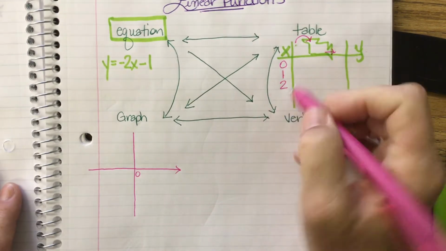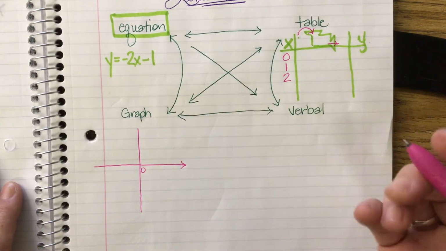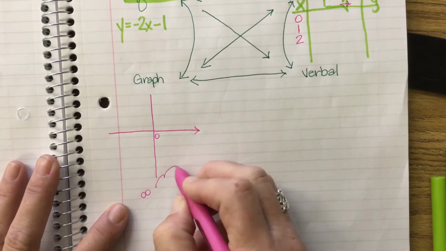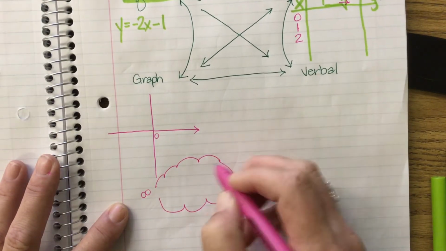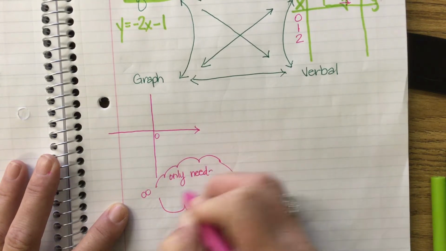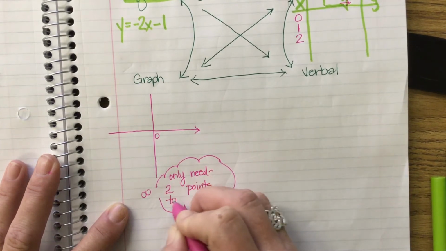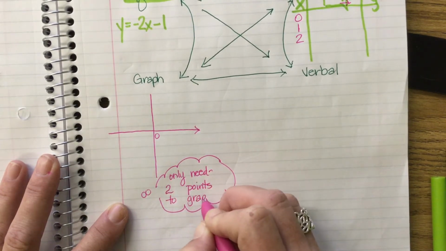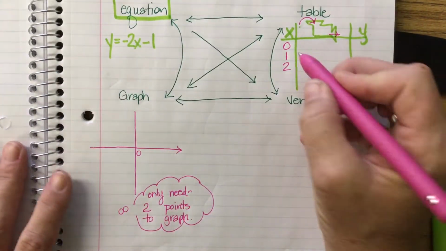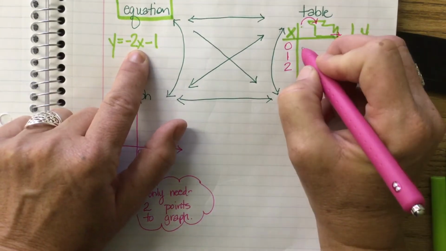All right, so how many points do you really need to graph it? Yeah, you only need 2 points. Let's put that down here. You only need 2 points to graph from that equation.